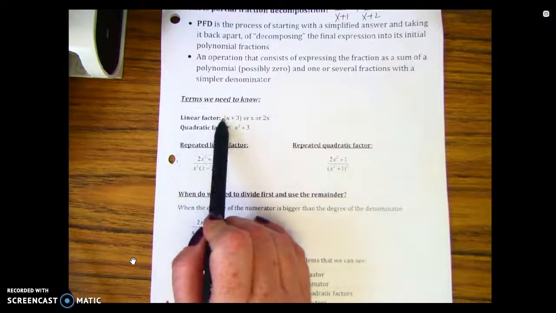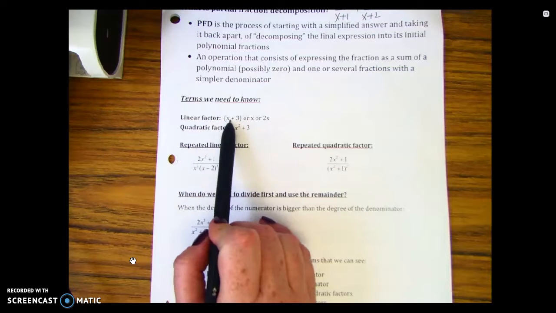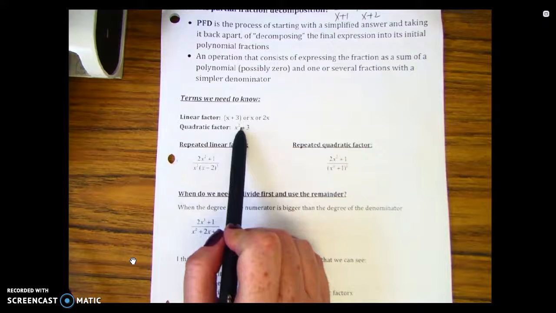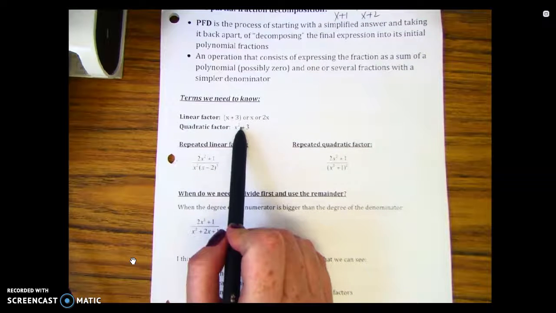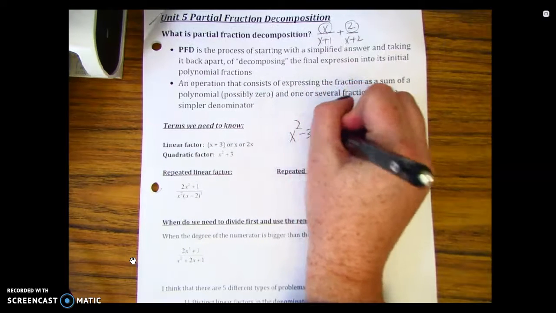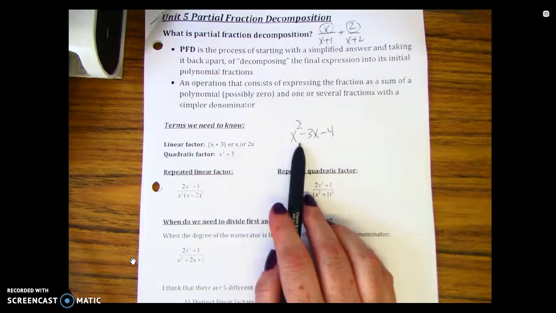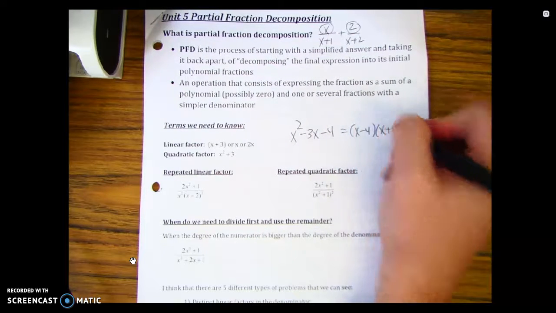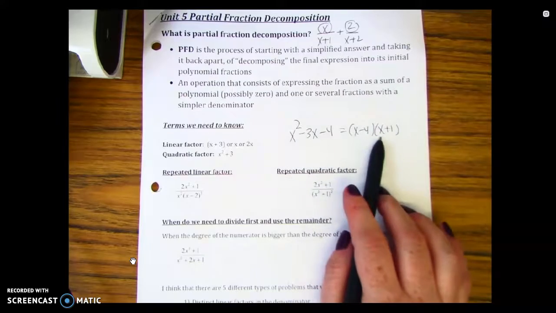A linear factor is a first degree, can't be simplified. A quadratic factor, x squared plus 3, also cannot be simplified, cannot be factored. So something like x squared minus 3x minus 4, that's actually not a quadratic factor because it can be written as the product of two linear factors.